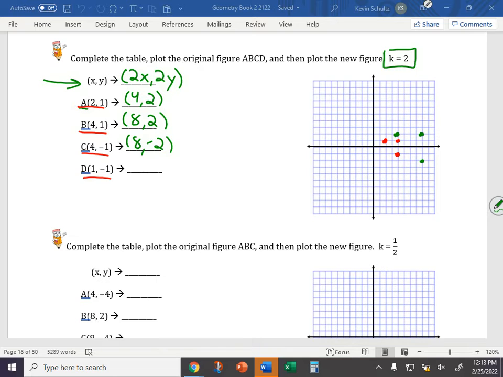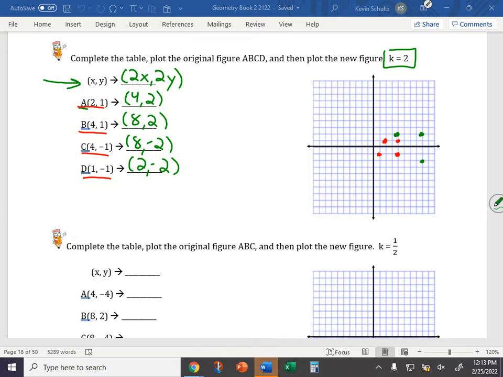And finally, 1, negative 1. Plot that point. 1, negative 1 is going to be right there. What's the ordered pair of my new value? My new ordered pair, with the scale factor, is 2, negative 2. So that's going to be right there.